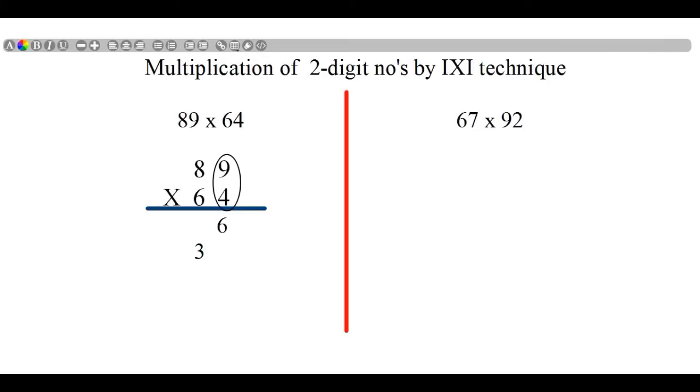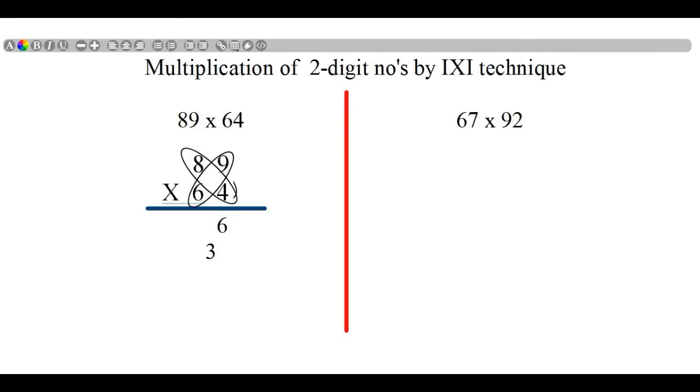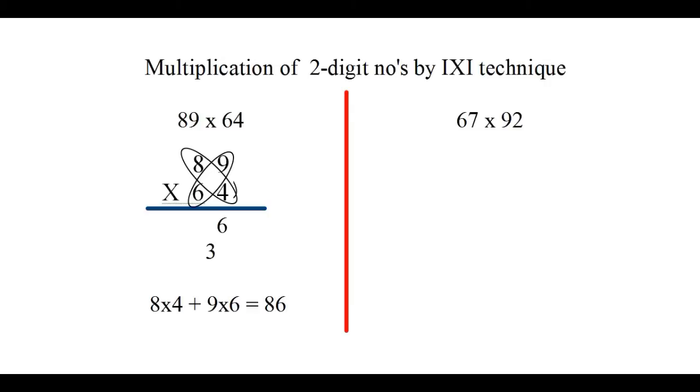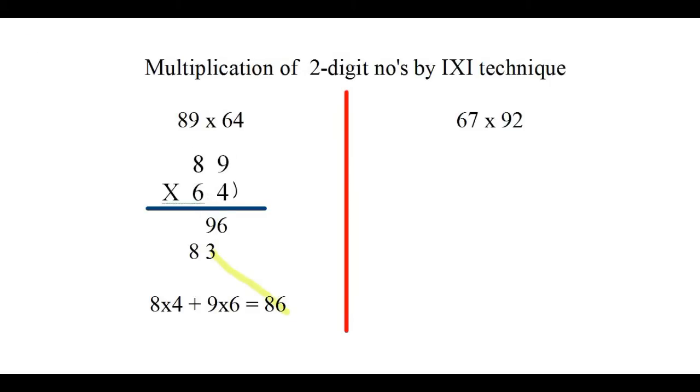The second step here is cross multiplication of units places and tens places. That means 8 should be multiplied with 4 and 6 has to be multiplied with 9. And their sum has to be obtained. So 8 into 4 is 32 and 6 into 9 is 54. So we need to add the products that we obtain in the second step. That is 8 into 4, 32, plus 6 into 9, 54. 32 plus 54 is 86. 86, and 3 is already carried forward. 86 plus 3 is 89. So we take 9 in the answer and now 8 is carried forward.